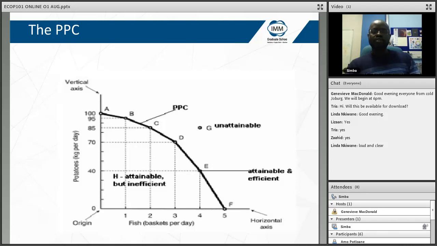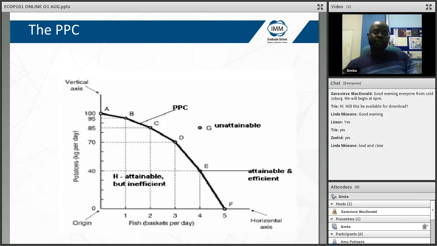You can also be asked to move in the other direction, to say, what is the opportunity cost of moving from point F to point G? It means it is the 2 baskets of fish that we are sacrificing, the difference between 5 and 3. That is the opportunity cost.